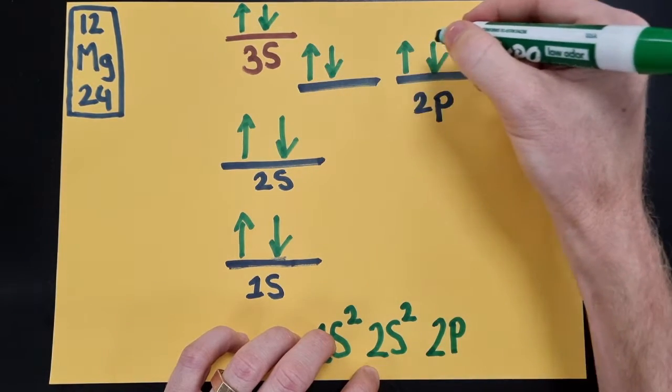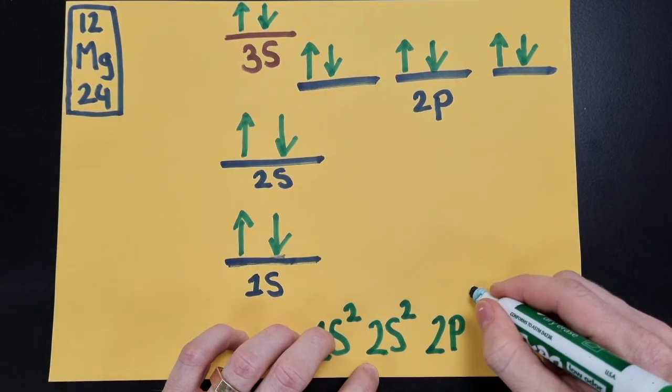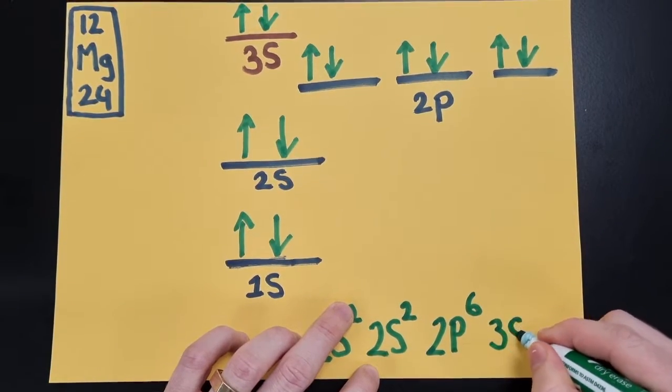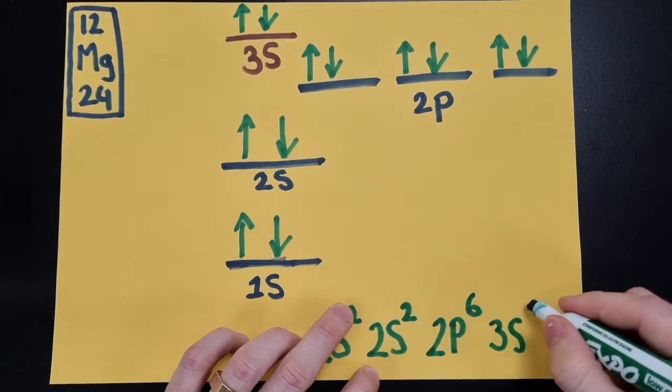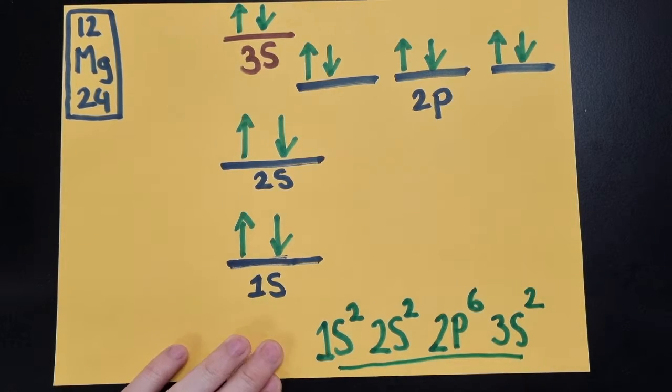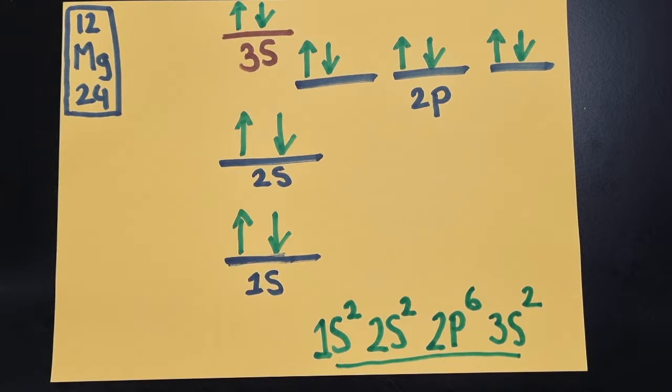And we've got 1, 2, 3, 4, 5, 6 spots. The next one up would be 3s, and this would have 1 and 2 spots. And there you have it. That would be your answer for magnesium in the exam.